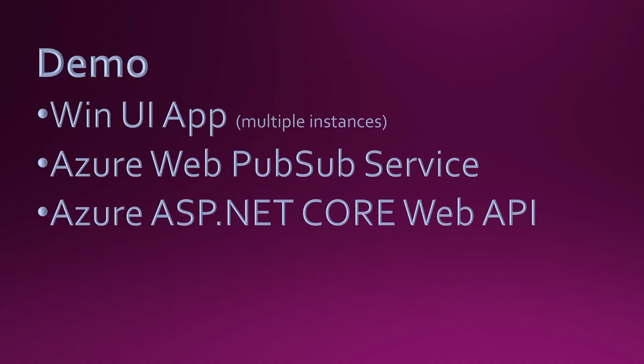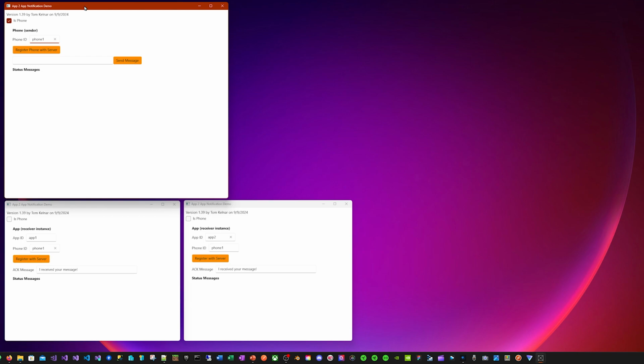A few things about my demo. For my different client instances, I chose to implement them as rich clients using WinUI. That allows me to run multiple separate instances on one PC. Individually, they will interact with the Azure Web PubSub service and my Azure ASP.NET Core Web API service, both of which I deployed to Azure. Let's look at how this works in practice.